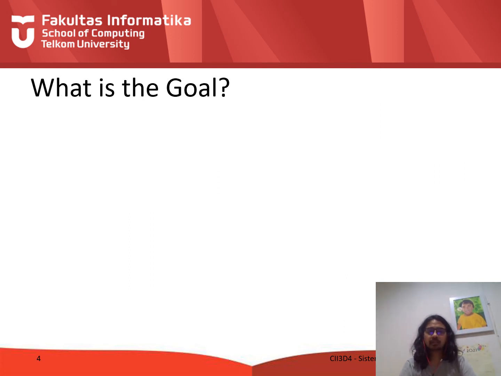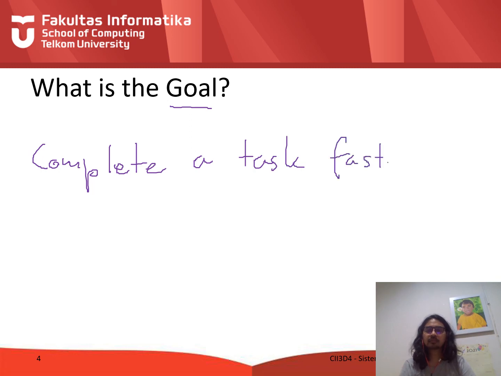So if we have a question, what is the goal of parallel systems? Of course, we do two processes at the same time, instead of doing two processes one by one. The direct effect is to go faster. So the goal of parallel systems is to complete a task faster. Faster than what? Of course, the opposite of parallel is serial. So completing a task faster than it is completed when it is done serially. So that is the goal of parallel systems.